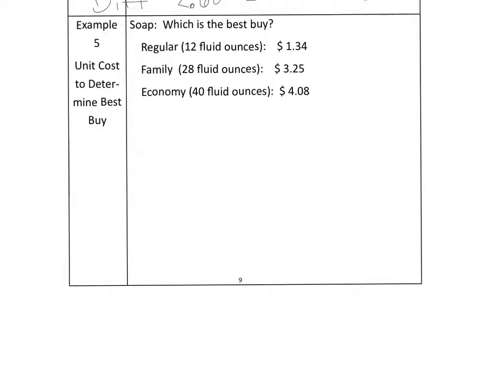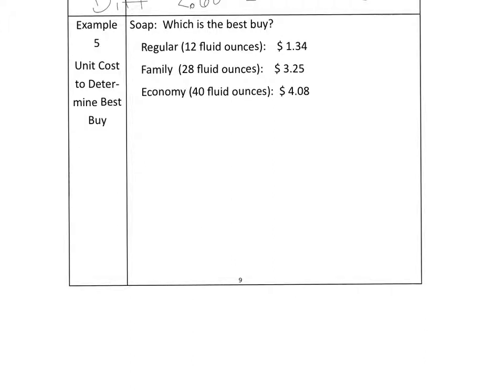You can go to Target and get a regular bottle of dish detergent for $1.34. Or you can go to Walmart and get the family size, because it's going to be you and your parents and your siblings and your grandparents and maybe an aunt or uncle coming over, and you're going to be doing their dishes. So you need the family size, and you can get that for $3.25 when it has 28 ounces.